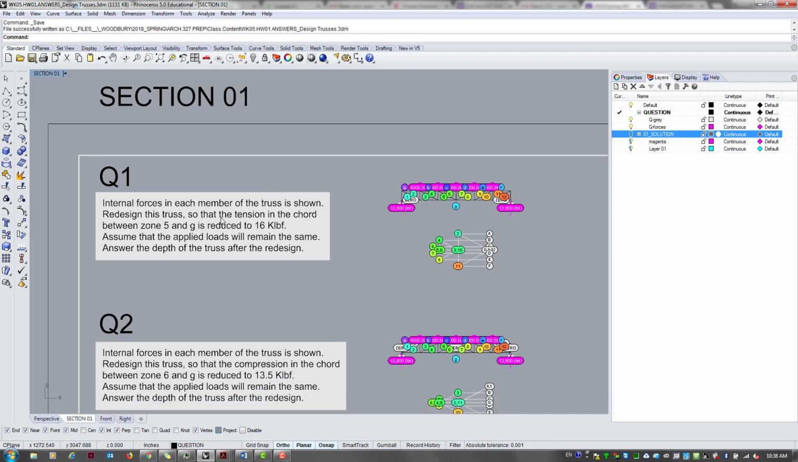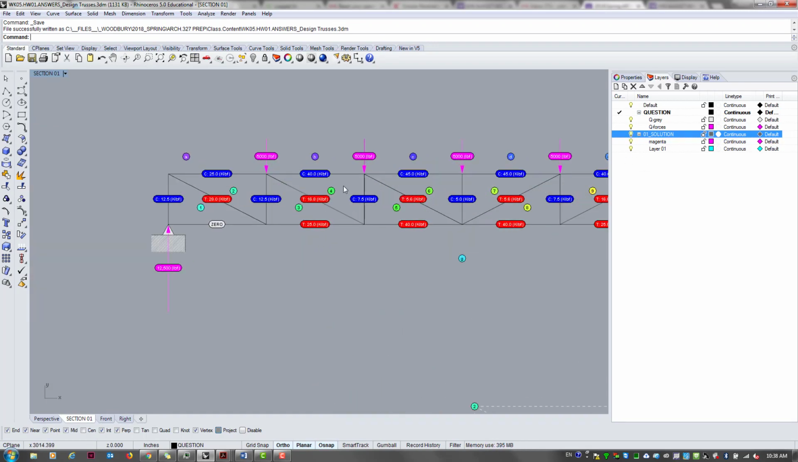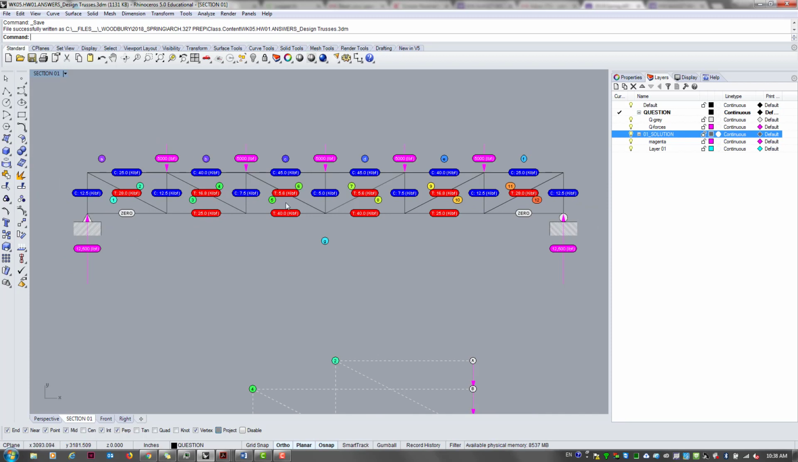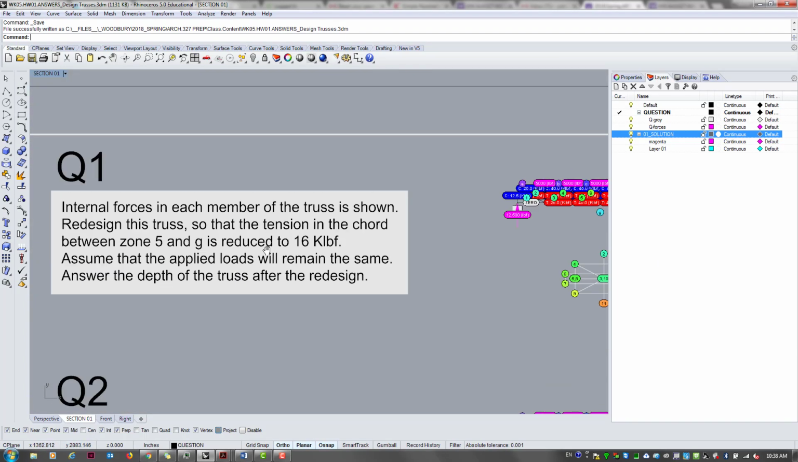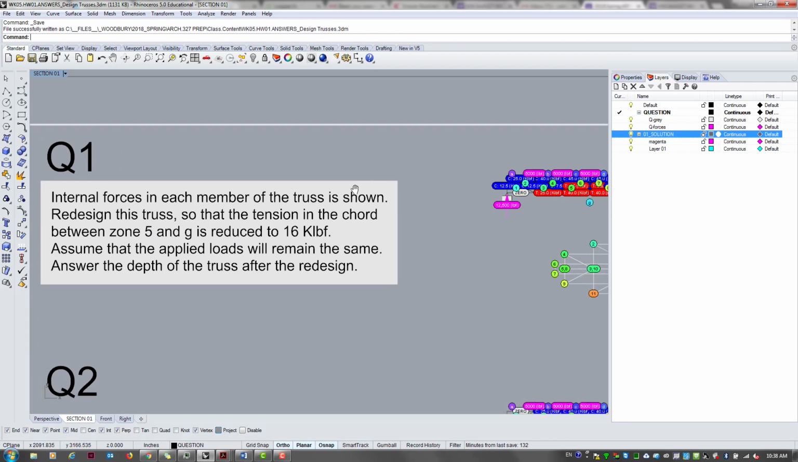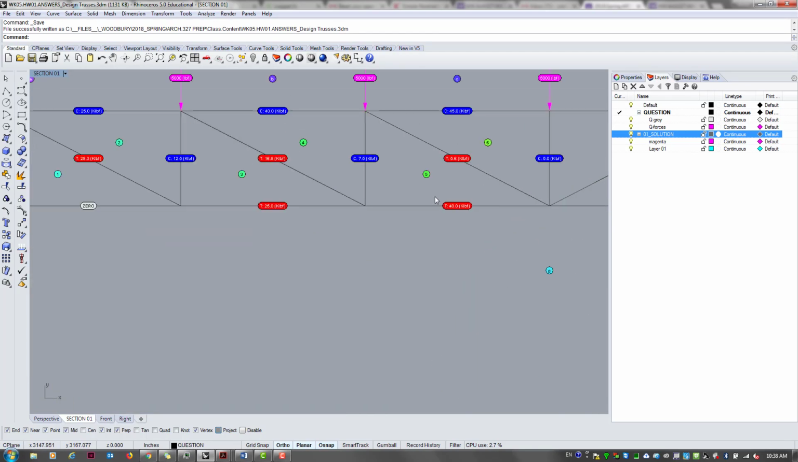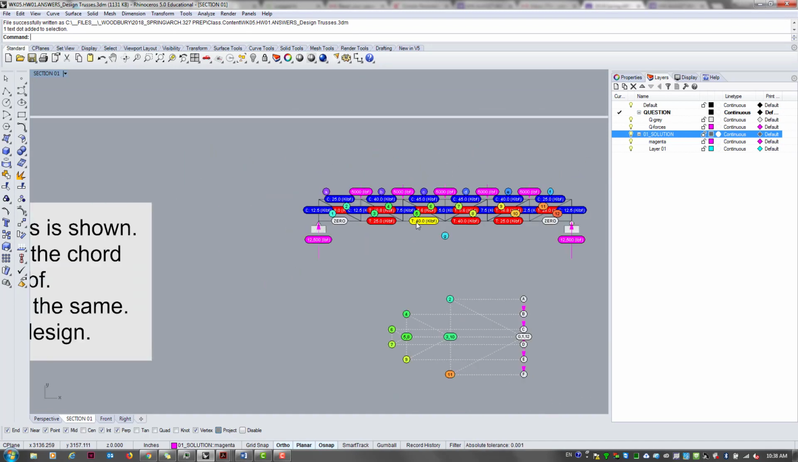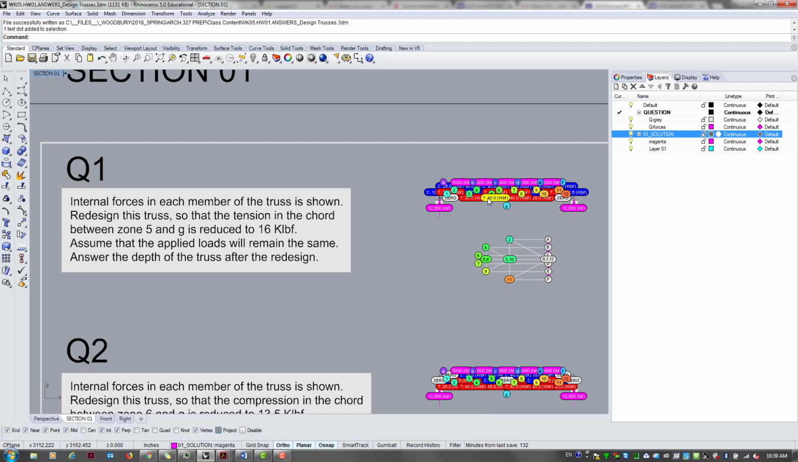The internal forces in each member of the truss are shown on the right. If you turn on this layer solution, you should see this. This is basically what we had for these 6 panel trusses, right? So you see this truss, right? And I'm asking you to redesign this truss so that the tension in the chord between 5 and G, which right now is 40 kN, is reduced to 16. Everything else would stay the same.